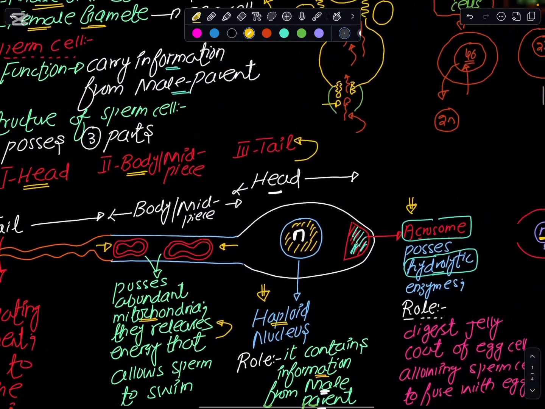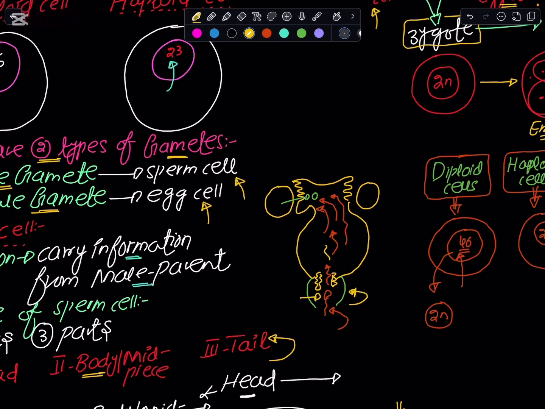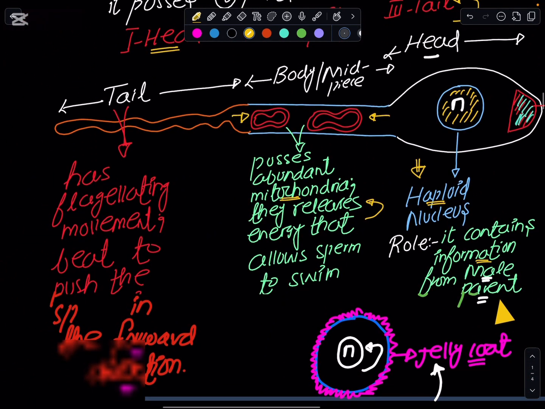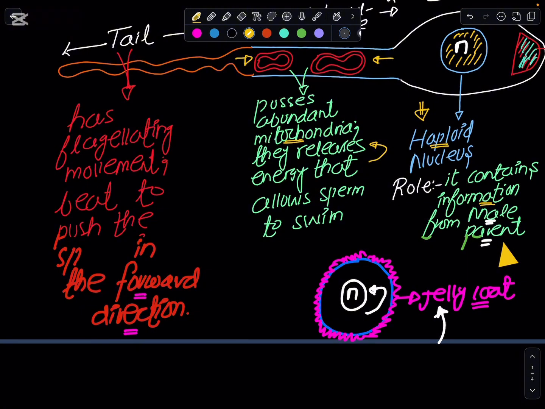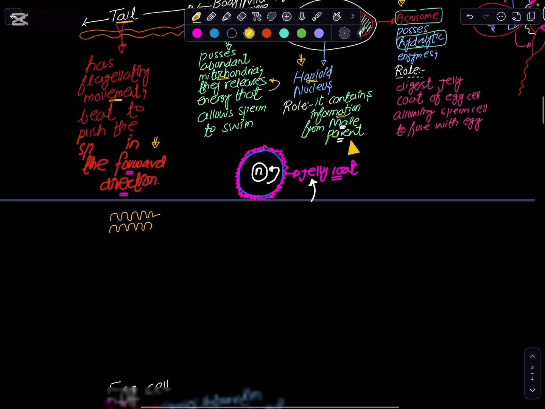Now, at any cost, this sperm that got deposited here in the vaginal canal or the birth canal has to swim forward. And if it has to swim forward, the tail that we have in the sperm cell would have a flagellating movement, like the movement like this. Thanks to this tail or flagellum, it would be propelling and pushing the sperm in the forward direction. So this was the situation with the sperm cell.